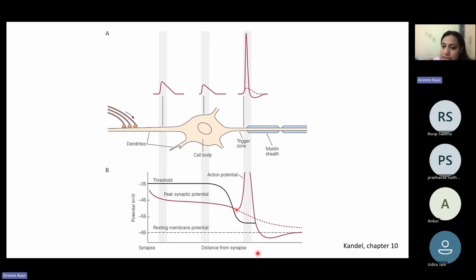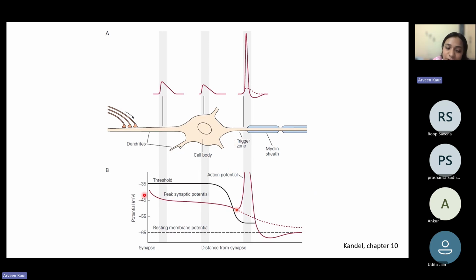What is important for you to understand here is that the peak synaptic potential is higher here in the dendrites, while it gradually decreases as we increase our distance from the synapse, right? It makes sense because the synapse is the one receiving the signal, so the highest potential is there. As it moves from the synapse across the cell body to the axon, it decreases. But why are we not seeing an action potential at the synapse itself, and why are we seeing it in the axon hillock region?